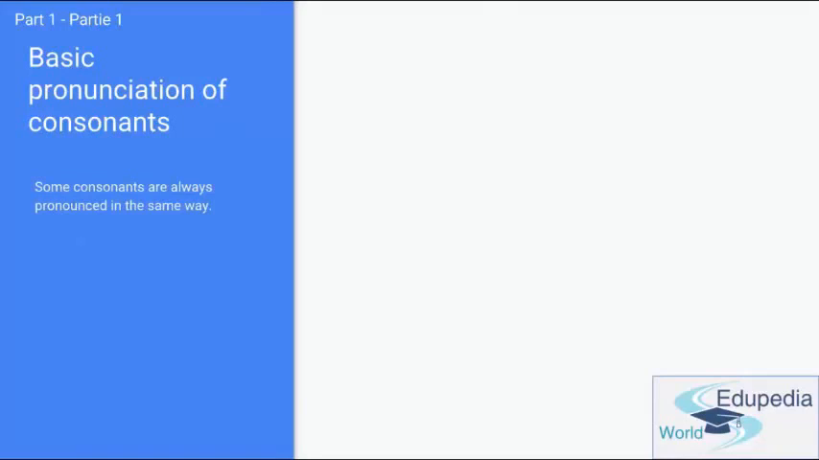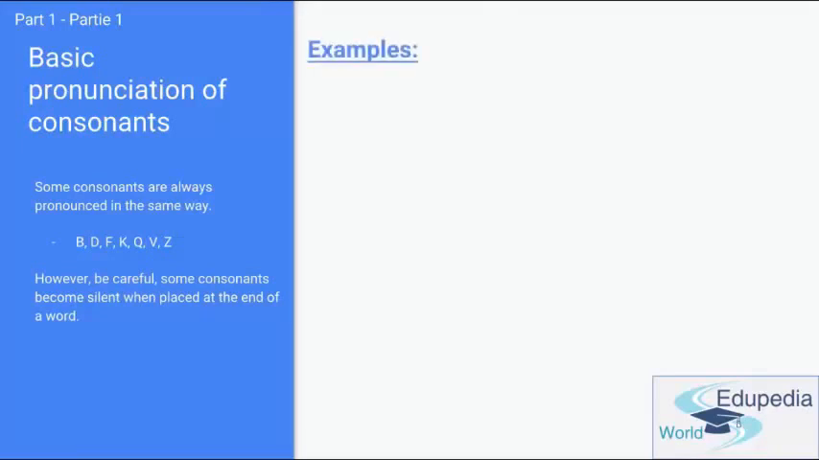So we have B, D, F, K, Q, V, and Z. These ones are fairly straightforward, so you might want to start learning those first. However, you have to be careful about one thing, because some consonants will become silent when they're placed at the end of a word. Let's see some examples.